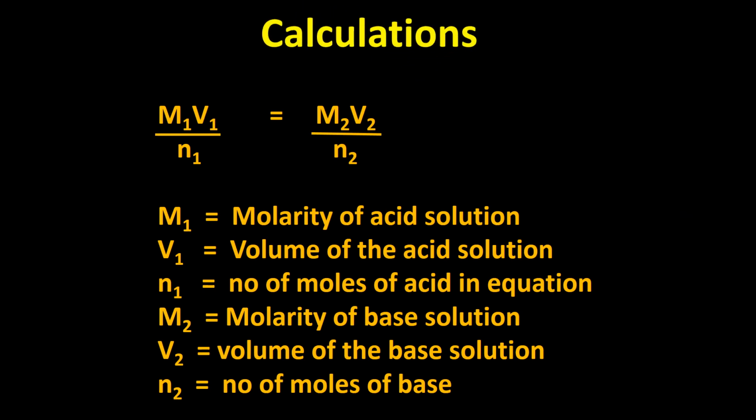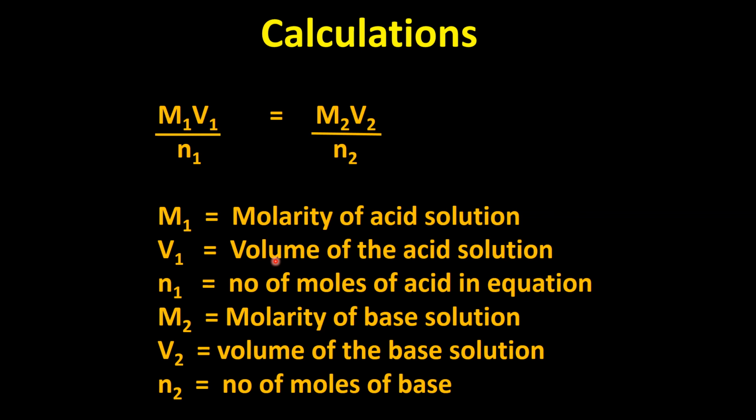This is known as the dilution formula, and it is also the formula to find the molarity or the volume of any type of solution. So here you have to memorize it: M1 V1 N1 is equal to M2 V2 N2. Now, what are these M1, V1? M1 is the molarity of the acid solution. We know it, 0.1 molar, so that's why I'm calling it a standard solution. V1 is the volume of the acid solution, which we find with the help of titration, and it is 10 centimeter cube.